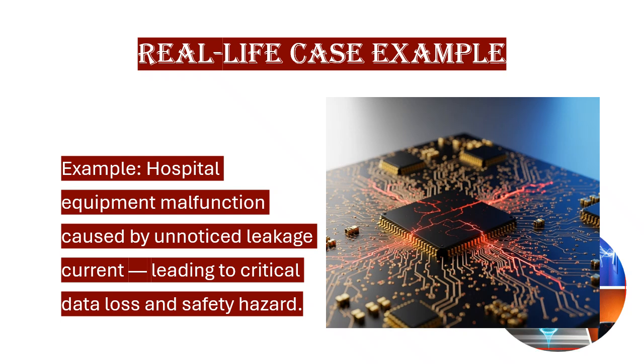Real-life case example. In one real-world example, a hospital experienced intermittent malfunction of life support equipment due to unnoticed leakage current. Moisture and degraded insulation caused current to flow through the system chassis, leading to data loss and potential shock risk. Timely detection and improved grounding solved the issue.